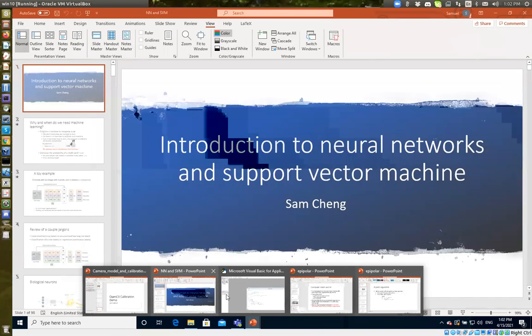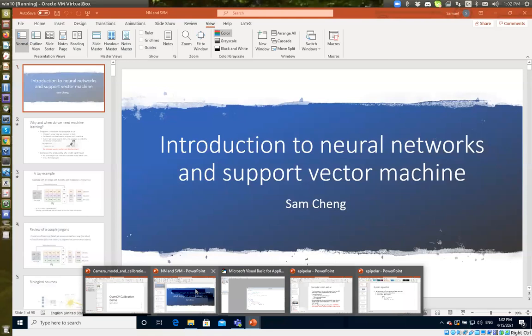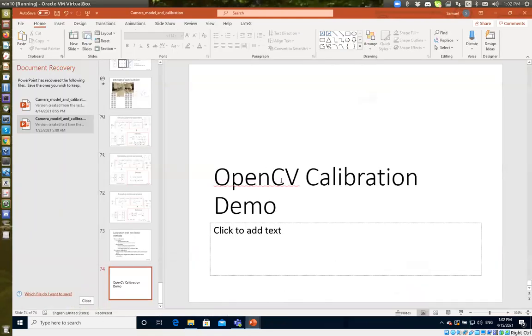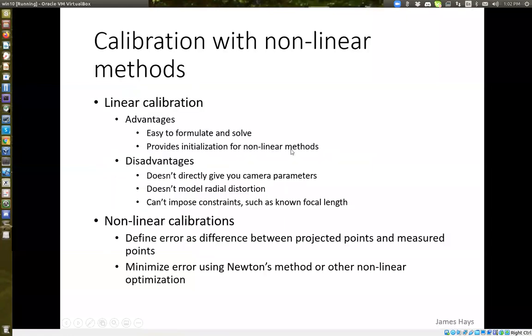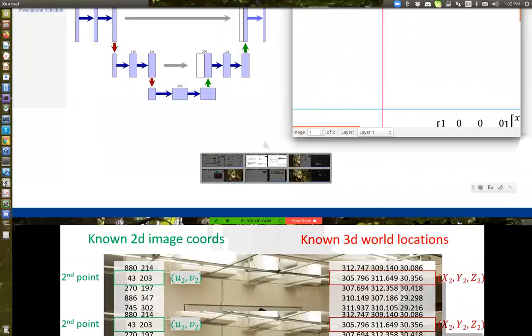Yes, we'll talk about epipolar geometry today, but before that, let me continue with the camera calibration, just complete what we talked about last time. So, oh, actually, yeah, I prepared some.